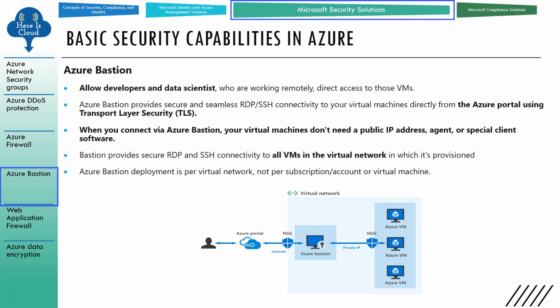So Bastion provides RDP and SSH connectivity to all VMs in the virtual network in which it is provisioned. If you see in the diagram, it is provisioned in this network, and it provides access to all three VMs. And the final point to remember is Azure Bastion deployment is per virtual network, not per subscription or account or virtual machine. That is important to remember for the exam.